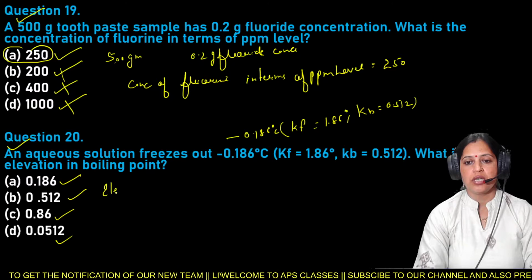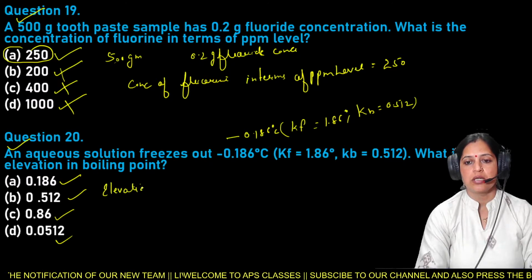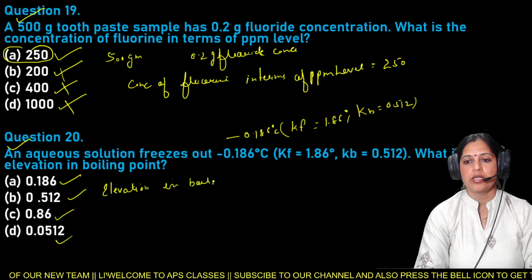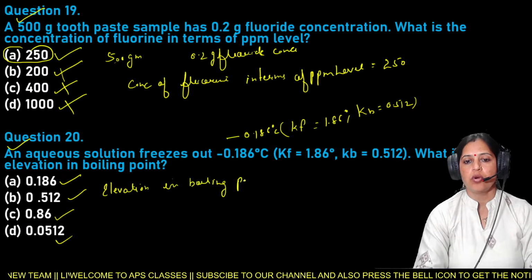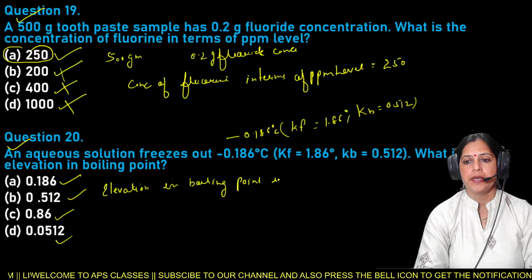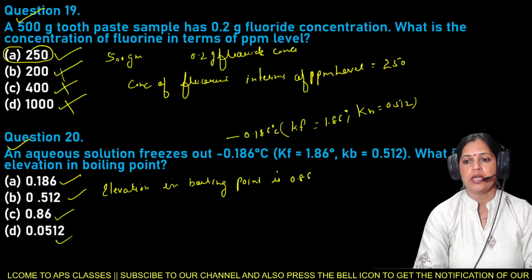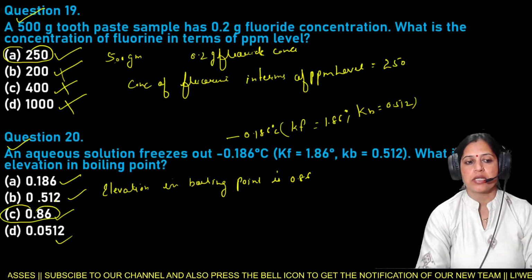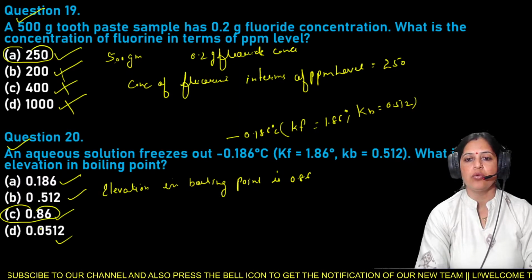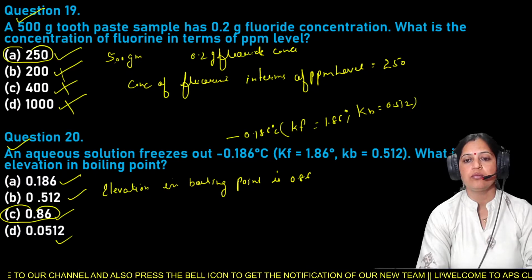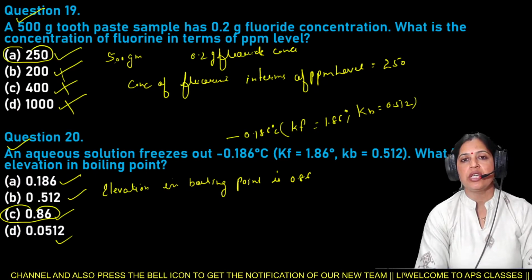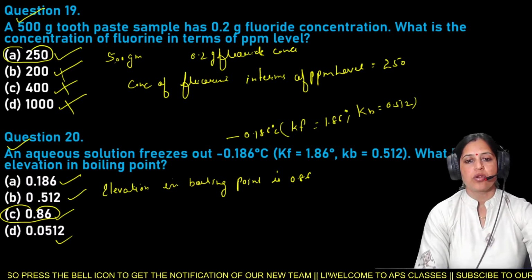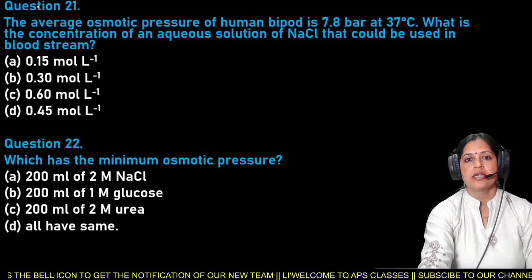So what is the elevation in boiling point? Elevation in boiling point is 0.86. So here option C is the right answer, 0.86. This is the molal elevation in boiling point. So the elevation in boiling point is 0.86. So here option C is the right answer.